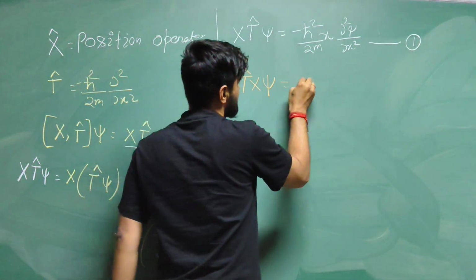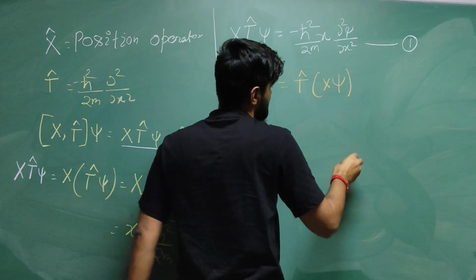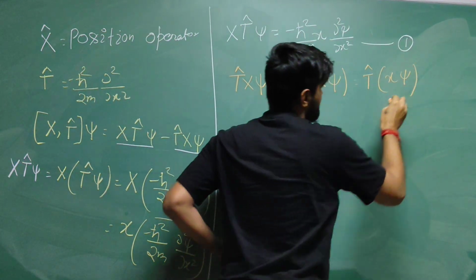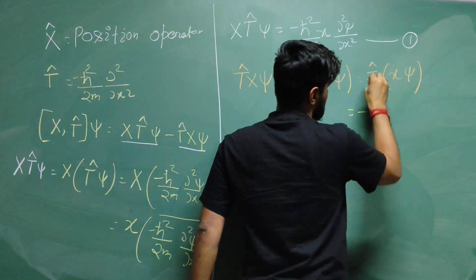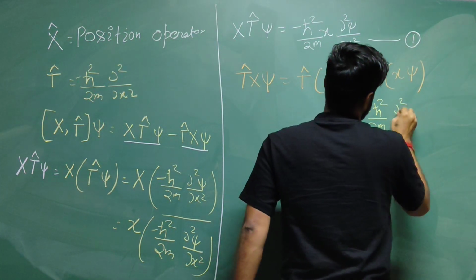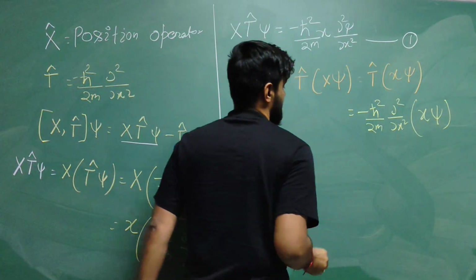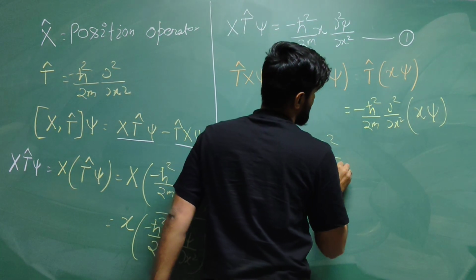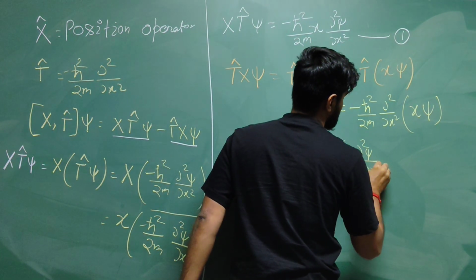If I talk about this, then T cap x will operate over a wave function psi. First that can be written as T cap operating on x of psi. Then I'll operate the kinetic energy operator, minus h square divided by 2m, del 2 by del x square, on x psi. So here you will be getting minus h square divided by 2m, and it will be x del 2 psi by del x square.